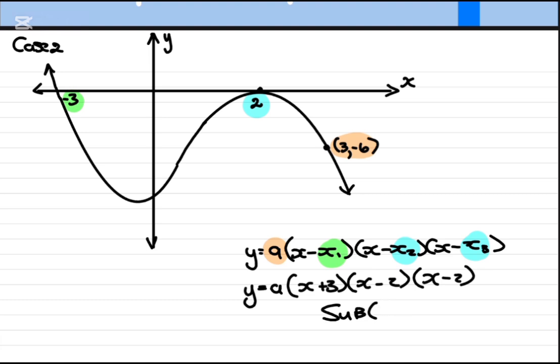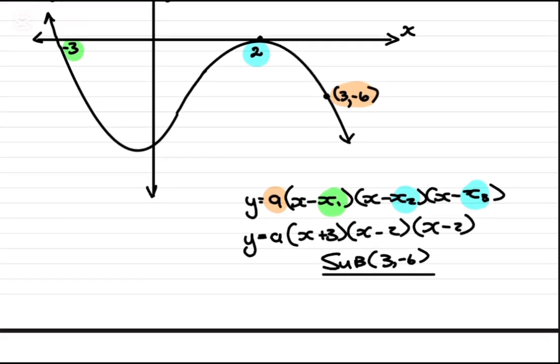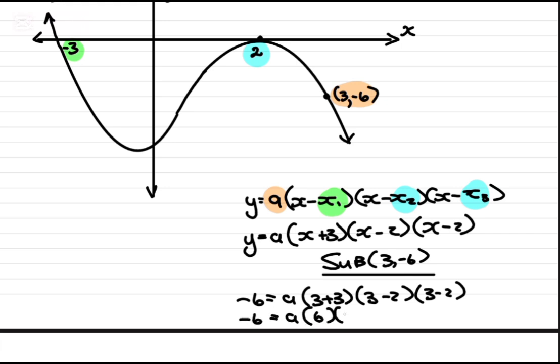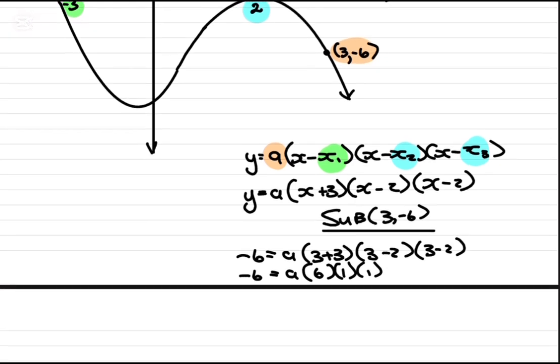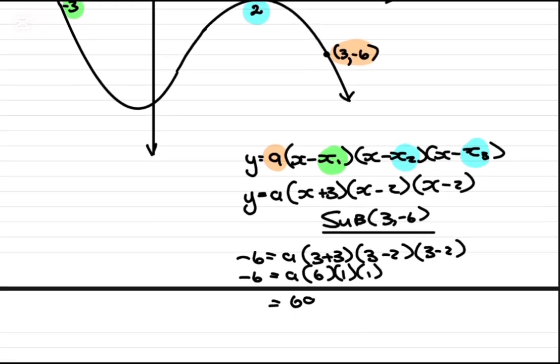So let's sub this 3 and minus 6 in. Remember that every x value would become a 3 and every y value would become a negative 6. So negative 6 equals a times (3 plus 3), (3 minus 2), and (3 minus 2). So this becomes quite easy. A times 6, and that is just 1 and 1 and 1. Okay. So my a value: 6a equals negative 6. So a would be negative 1.